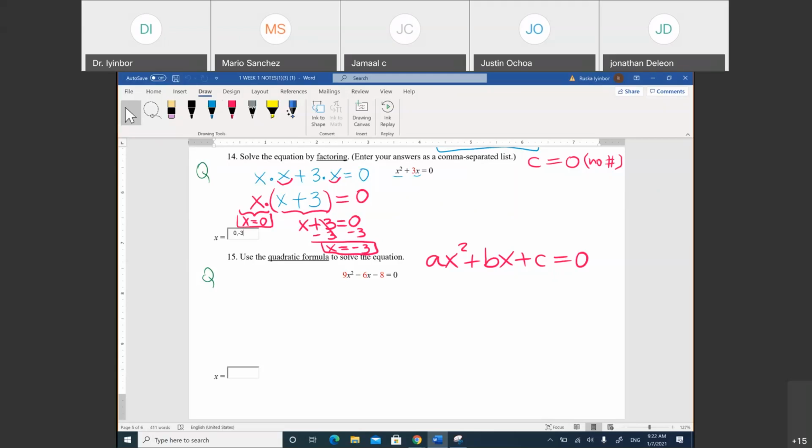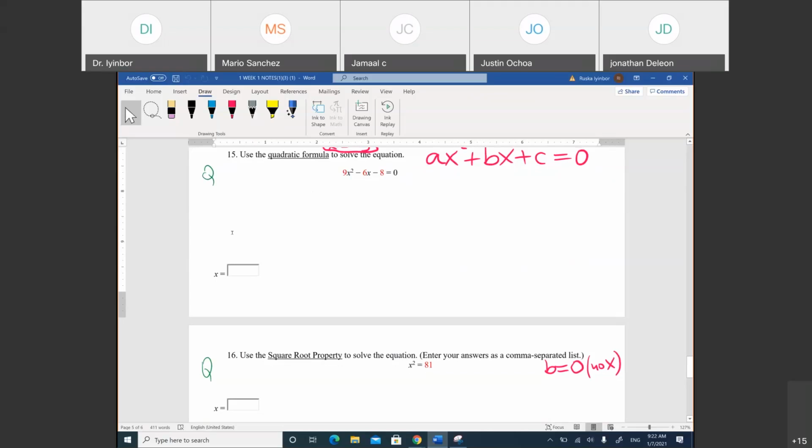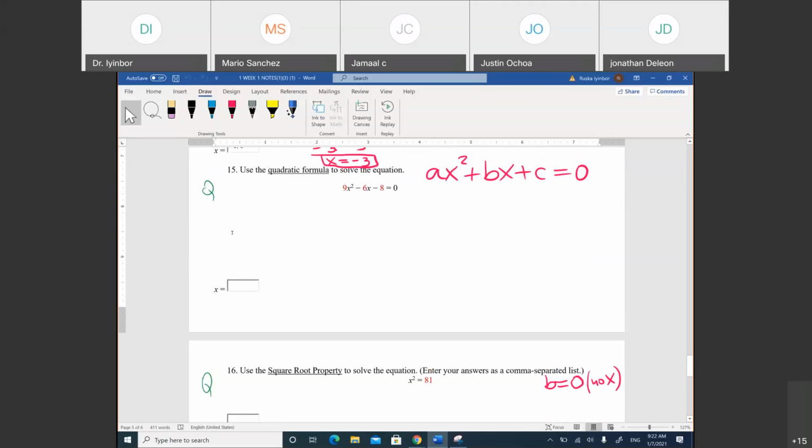Okay, going to the next method, which is the quadratic formula. And this is just a formula. So we're going to get what A, B, and C are from the equation. Obviously, looking at the equation, you can tell what A, B, and C are, and you're going to plug those numbers into the formula. I'm going to write the formula here for you.